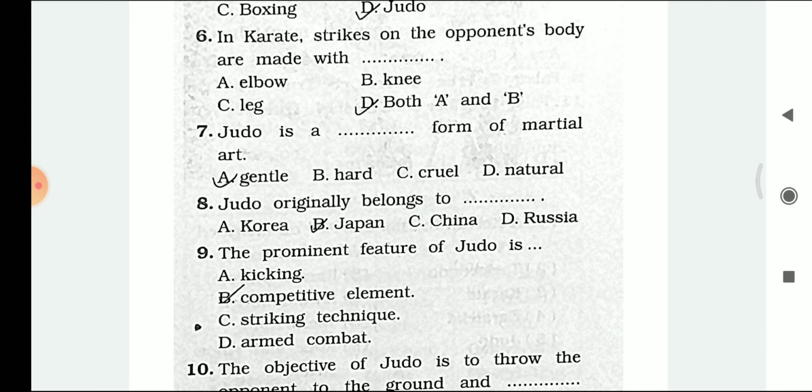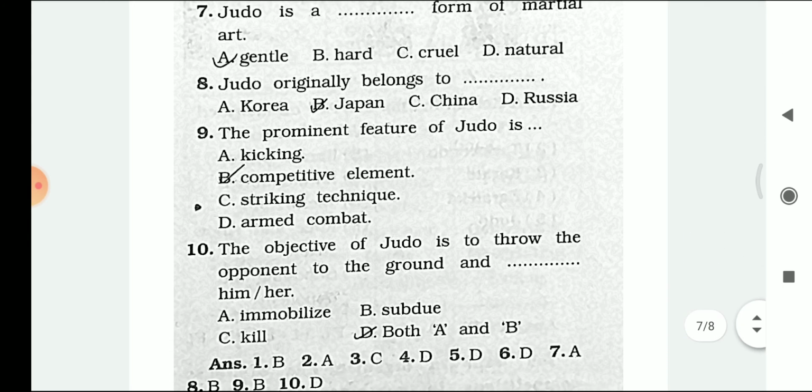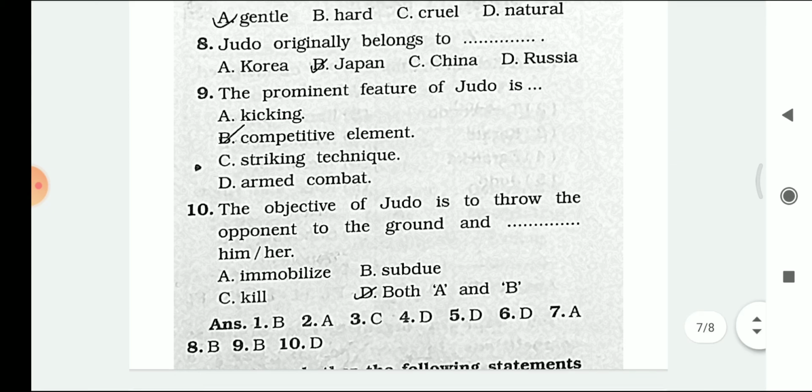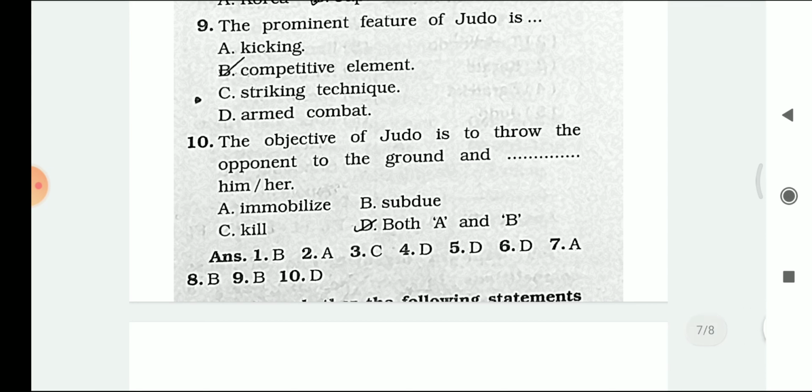Judo is a dash form of martial art. So judo is a gentle form of martial art. The prominent feature of judo is dash: kicking, competitive element, striking technique, or an armed combat? So the answer to this is competitive element. The objective of judo is to throw the opponent to the ground and dash him or her. So immobilize, subdue, kill, or both A and B. So the answer to this is immobilize or subdue.